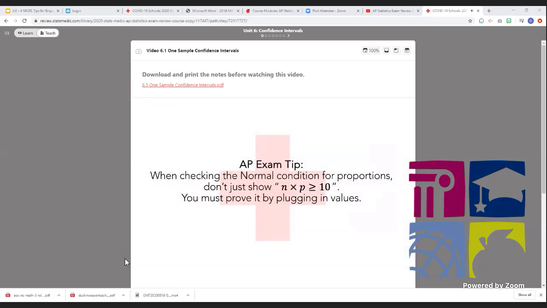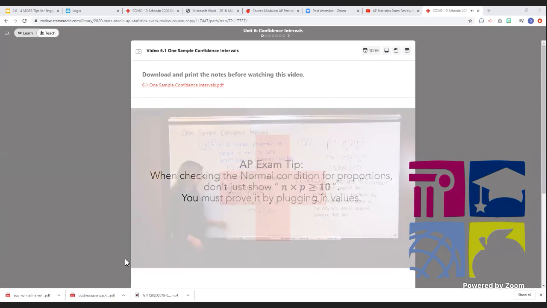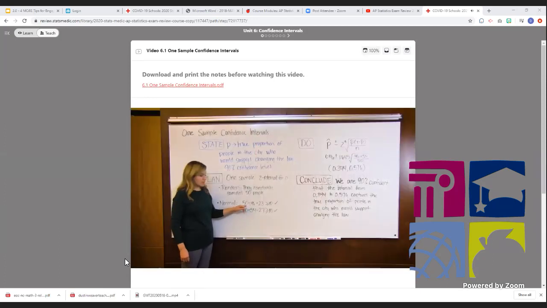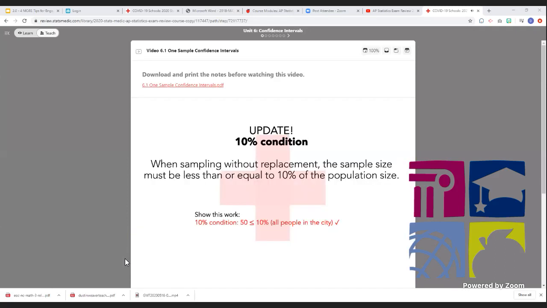An AP exam tip, make sure when you're doing large counts that you plug in the values and show the number of successes and failures that you get. Now you'll notice here that this is actually n times p-hat instead of n times p because we don't know our value for p. When sampling without replacement, we must check the 10% condition, which says that the sample size is less than or equal to 10% of the population size. Here is the work you would need to show for this problem. Let's add this third condition to the plan section for the problem.